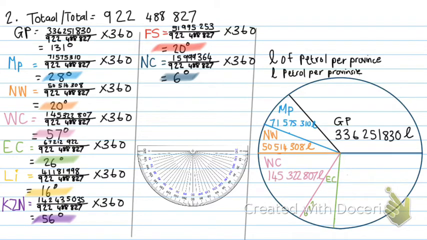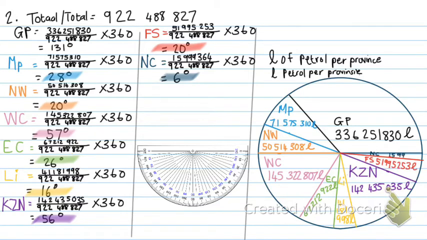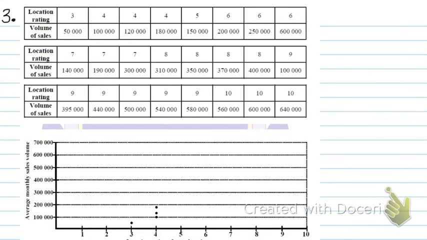So then I get the Eastern Cape and their litres, Limpopo and those litres, KwaZulu-Natal, those litres, Free State 20 degrees and those litres, and the Northern Cape is that little part. Okay, and that's it for number 2. If you want to, you can just pause and look at it for a little while longer and make sure you are right. Then number 3.